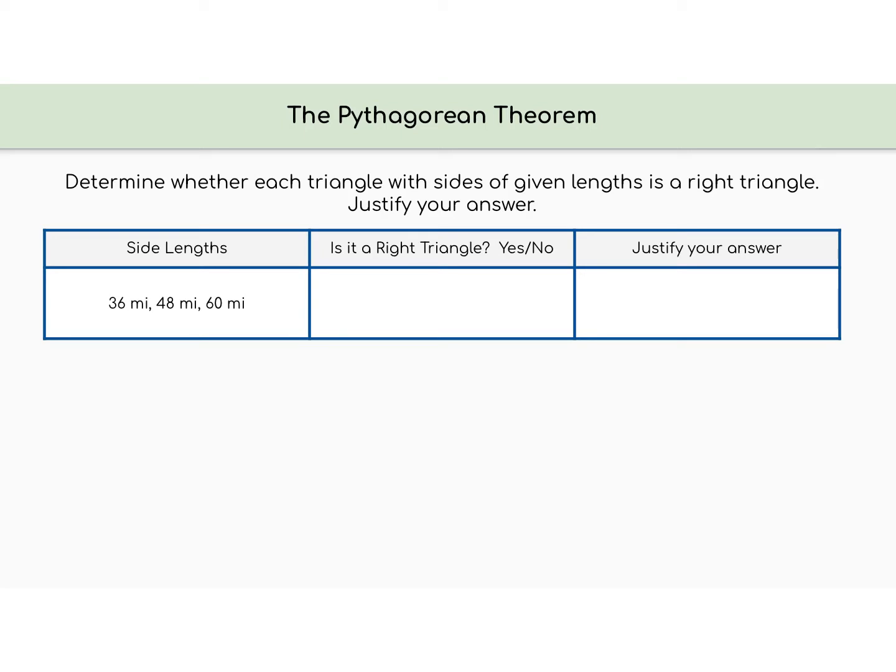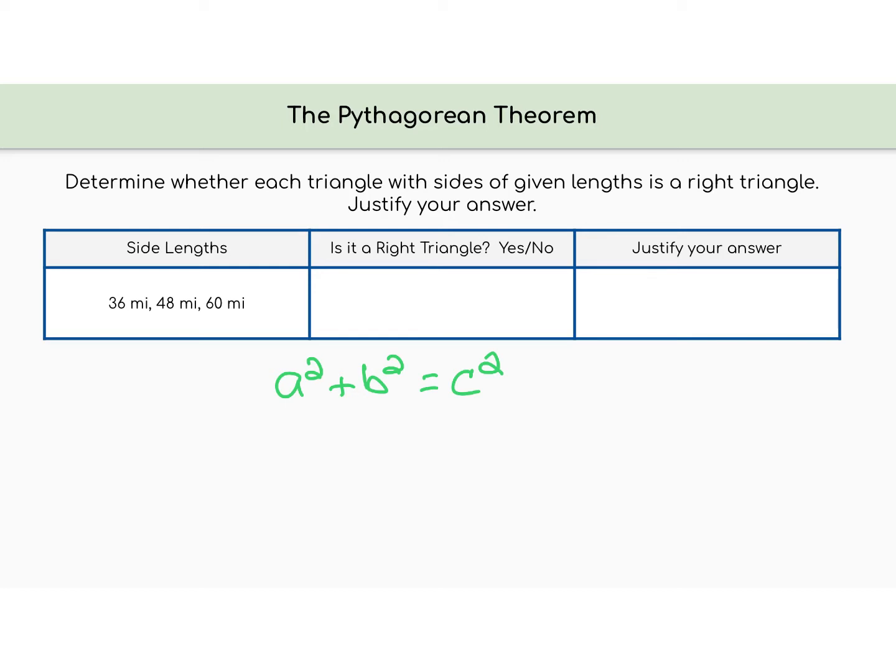Okay, so our directions state, determine whether each triangle with sides of given lengths is a right triangle. Justify your answer. So we have side lengths of 36 miles, 48 miles, and 60 miles. First thing that I want to do is write down the Pythagorean theorem, which is a squared plus b squared equals c squared. Now if a squared plus b squared is equal to c squared, then the triangle will be a right triangle.